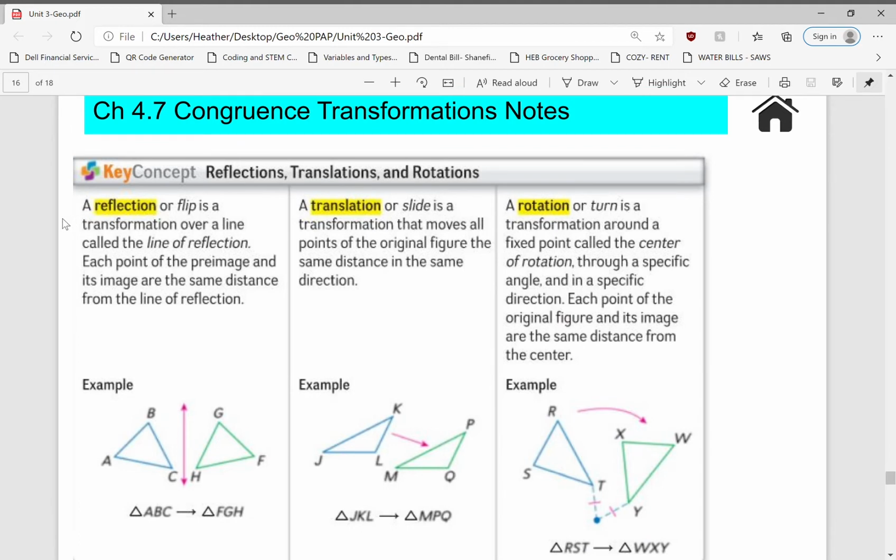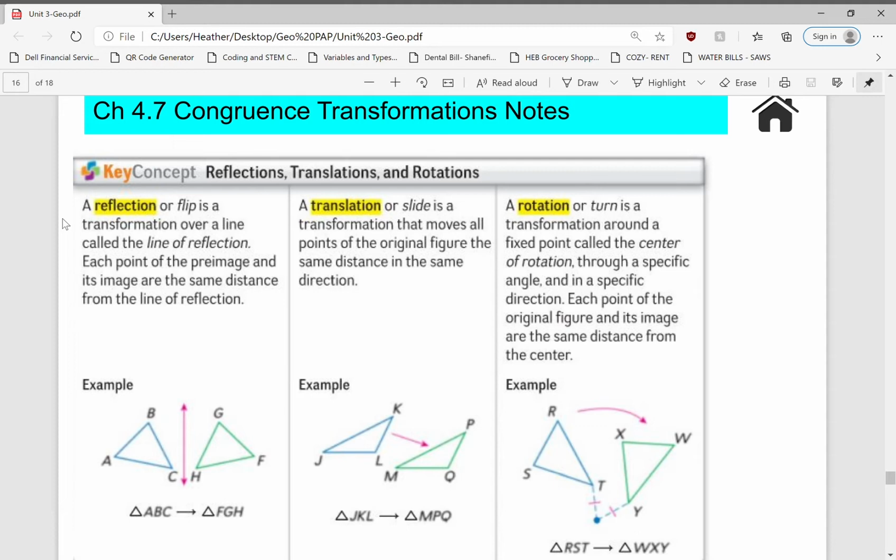It says a reflection or a flip is a transformation over a line called the line of reflection. Each point of the pre-image and its image are the same distance from the line of the reflection. So if you look at the blue triangle and you see how it flipped over that pink line and turned into the green triangle, this is a reflection because it flipped across the line.